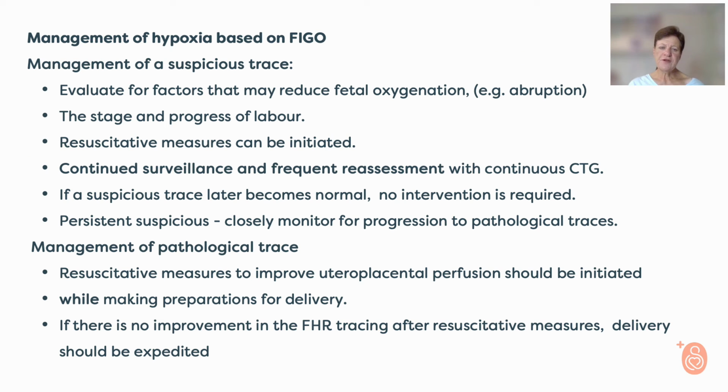And then, like in the previous slides, according to the guidelines, if we want to manage a suspicious trace, we do these measures, but according to our guidelines, we have here a pathological trace. So we have to start with resuscitative measures immediately while we are making preparation for delivery. And if there's no improvement in the fetal heart rate, then definitely the delivery should take place, either by a cesarean section or expedited delivery if the patient is fully dilated.